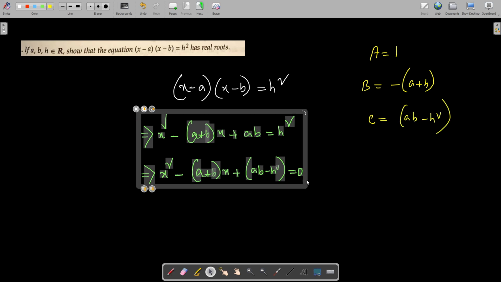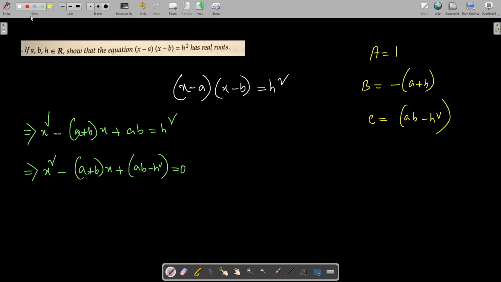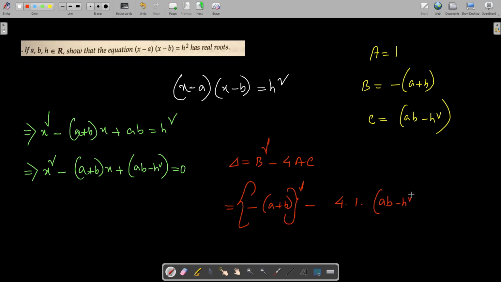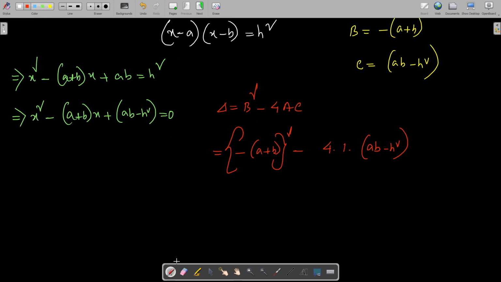Now, if we find the discriminant, that is delta, so delta will be equal to what? Delta is b square minus 4ac. So in place of b, we have minus a plus b whole square minus 4, a is 1, c is ab minus h square. Let's solve this. So this minus and square, it will become plus. a plus b whole square will be a square plus b square plus 2ab. Here if we break it down, we're gonna get minus 4ab plus 4h square.